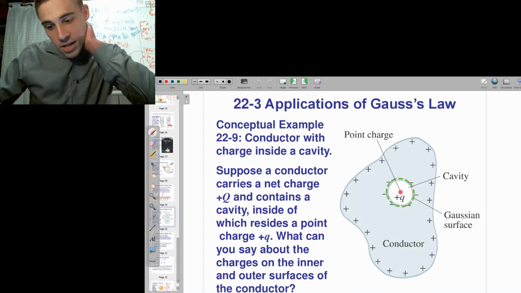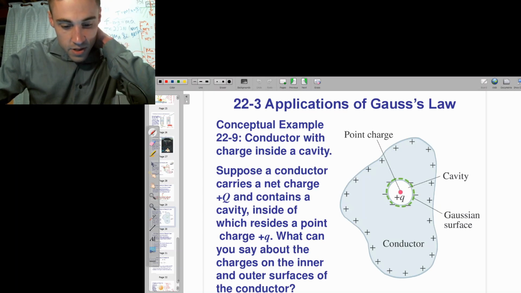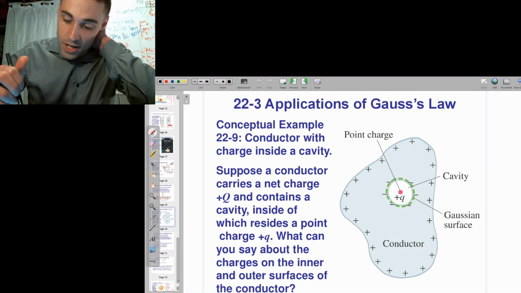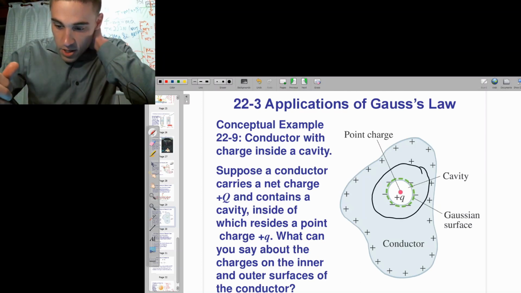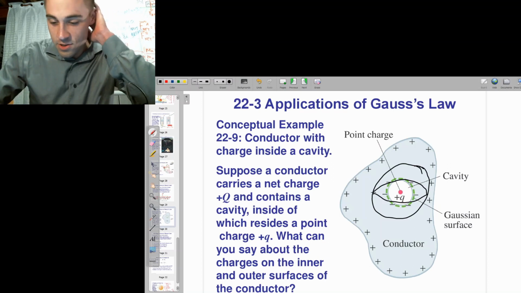So here, the conceptual example is asking: suppose that a conductor carries a net charge positive Q and contains a cavity, inside of which resides a point charge plus little q. What can you say about the charges on the inner and outer surfaces of the conductor? Well, here's what I can tell you. If I draw a Gaussian surface here, the electric field is got to be 0 because it's inside of a conductor, right?